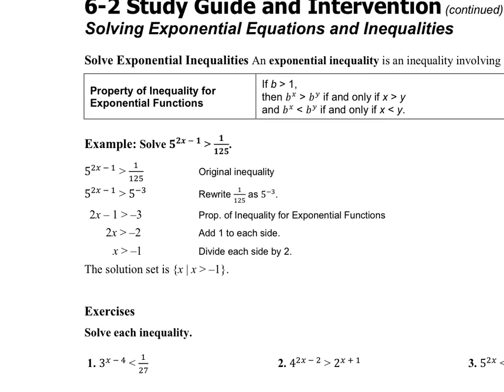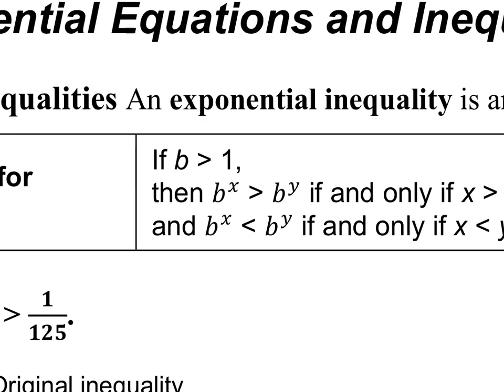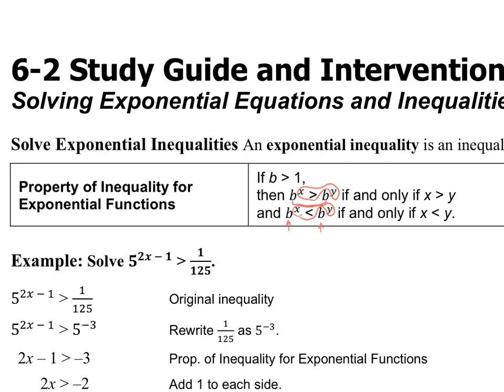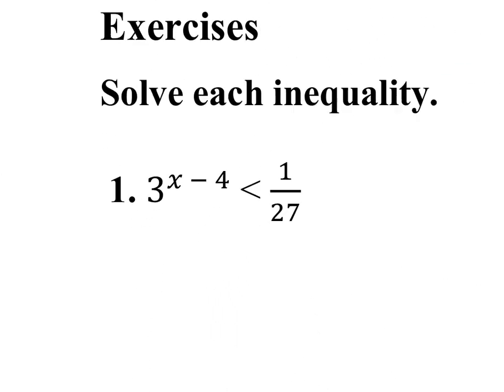And on these, the rules are the exact same. You need to get your bases equal before you can make any assumptions about the exponents. But what this is saying is that when we have the same base and same base, set your exponents equal, but keep your inequality. So let's jump right down into some.